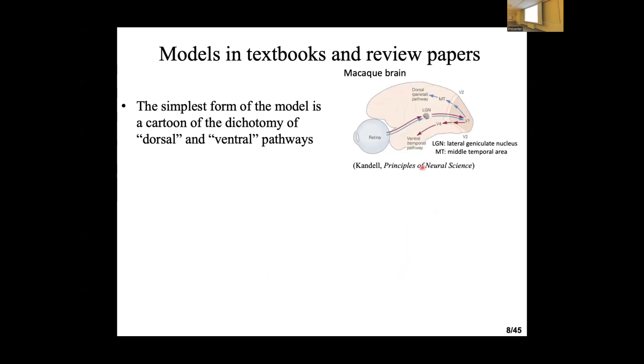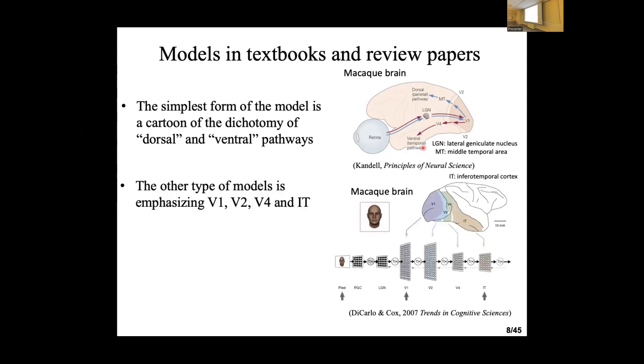So we open a textbook for undergrad or grad students, Kandel's book. We can see the simplest form of the cartoon model. Signal comes from LGN to V1, then goes to MT in the dorsal stream, and V1 to V4 to IT cortex in the ventral stream. This is it. Of course, we know this is overly simplistic, because many other important areas and connections are missing from our textbook. Here is another form, maybe motivated by macaque electrophysiological findings.